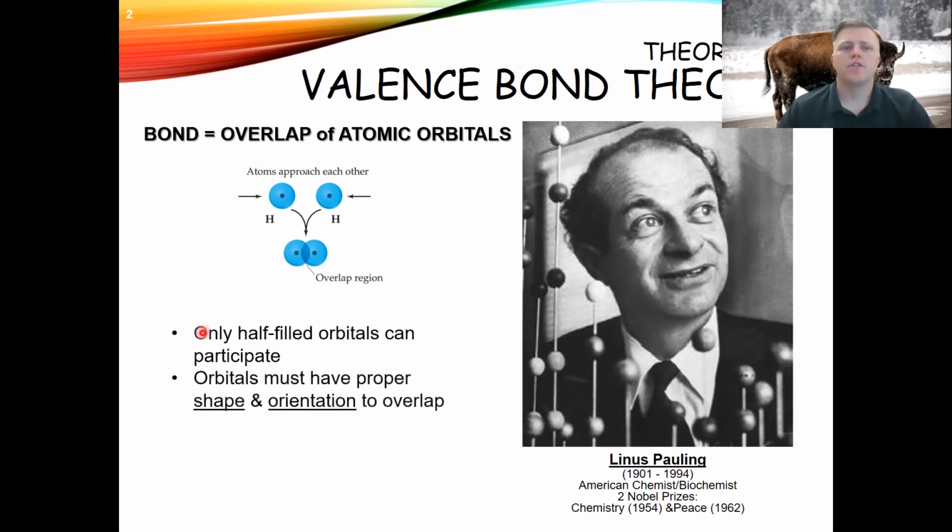Of course, there are some rules here. For starters, only half-filled orbitals can participate, right? We have to have an unbonded electron, or an unpaired electron, that's going to then pair with an electron from a different atom. And our orbitals have to have the proper shape and orientation to overlap. So they have to be pointed at each other and have some region where they can actually touch.